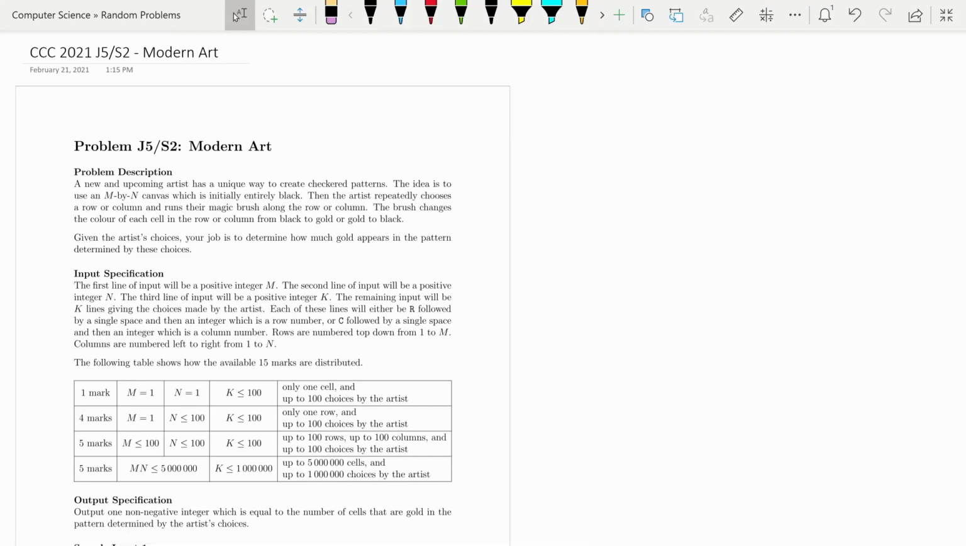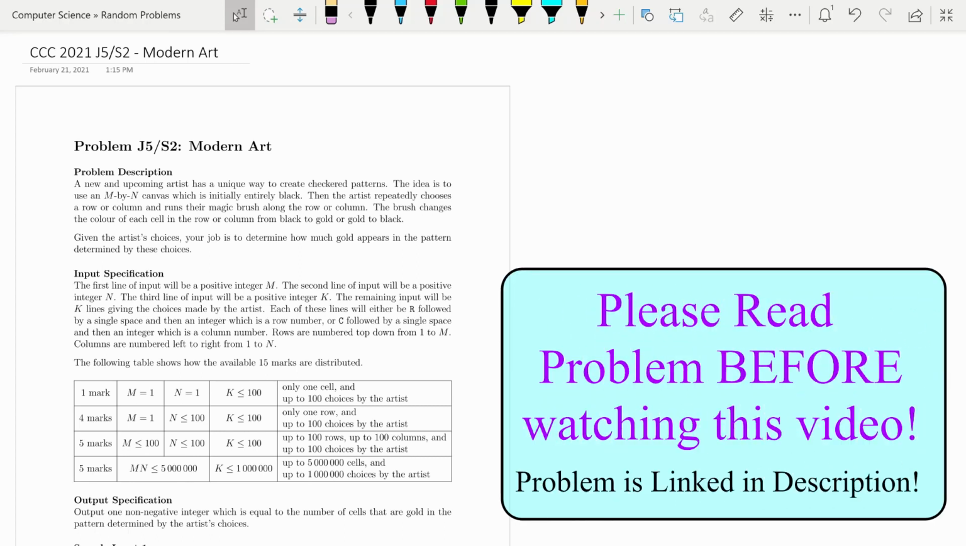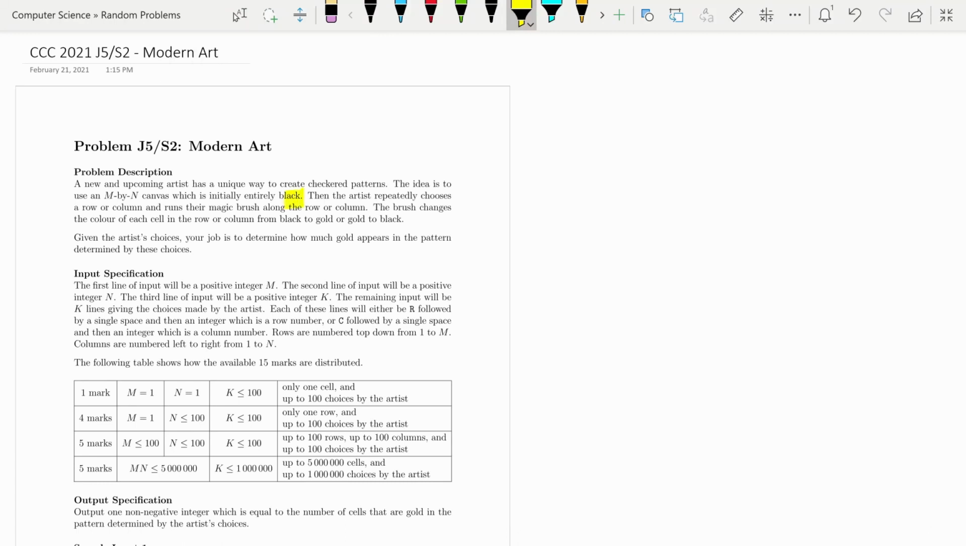Hello everyone, and today I'm going to be going over how to solve the Canadian Computing Challenge, or CCC's fifth question from the Junior Contest of 2021, or the second senior question called Modern Art. Now, when you first look at this question, you quickly observe something: everything starts off initially black, and every time that he runs this magic brush, it goes from black to gold, or gold to black.